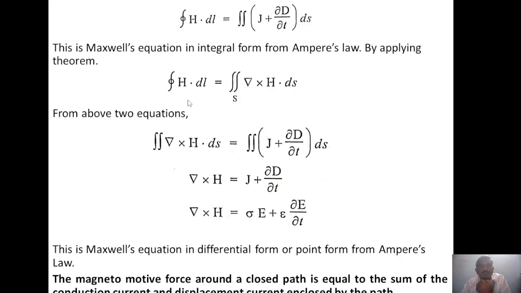Now coming to this, therefore H dot dl. By applying Stokes theorem, we can write del cross H dot ds.